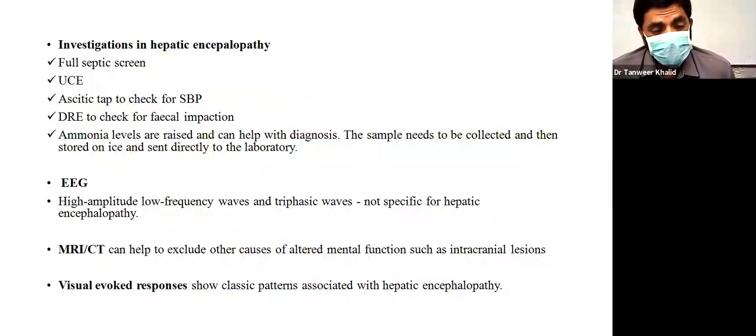Investigations in hepatic encephalopathy: full septic screen, as infections are a common source of hepatic encephalopathy, so we need to investigate regarding infection. UCEs, that is urea, creatinine, electrolytes, ascitic tap to check for SBP, and DRE to check for fecal infection. Ammonia levels are raised and can help with the diagnosis. The sample needs to be collected, stored on ice, and sent directly to the laboratory.